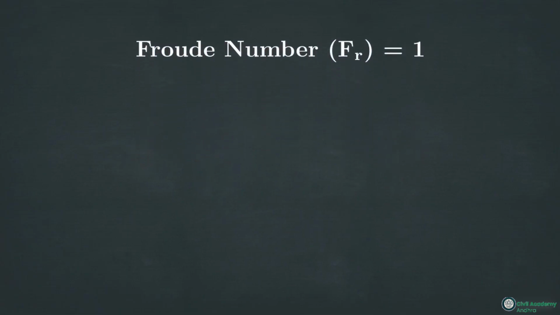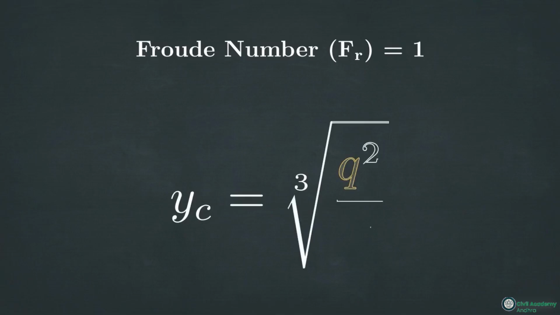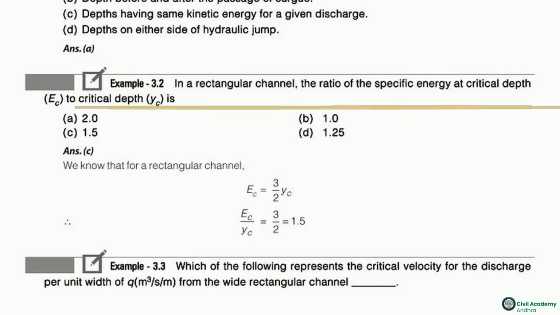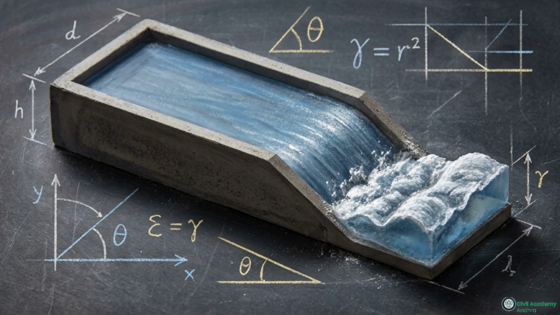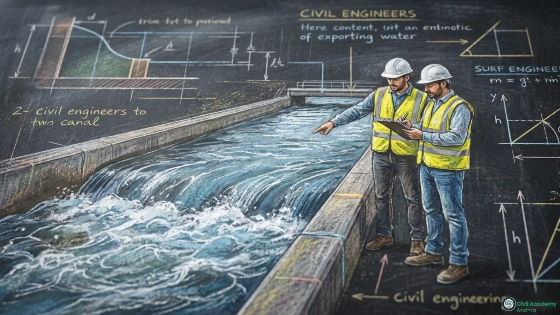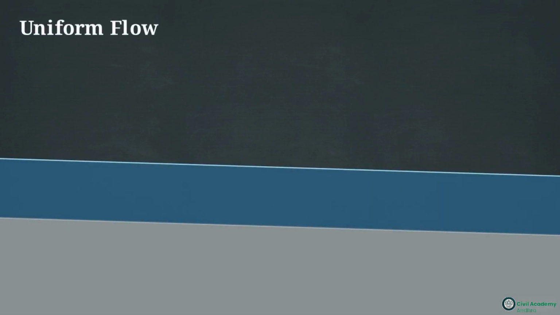For a rectangular channel, you calculate this critical depth by taking the cube root of the specific discharge squared divided by gravity. This frequently comes up on the AEE exam as a direct ratio. For a rectangular channel, the specific energy at critical depth is exactly 1.5 times the critical depth itself. Identifying this critical depth is an essential diagnostic tool. It allows engineers to predict exactly whether a channel will flow smoothly or if it is on the verge of a volatile state change. When conditions change, the flow stops being uniform.